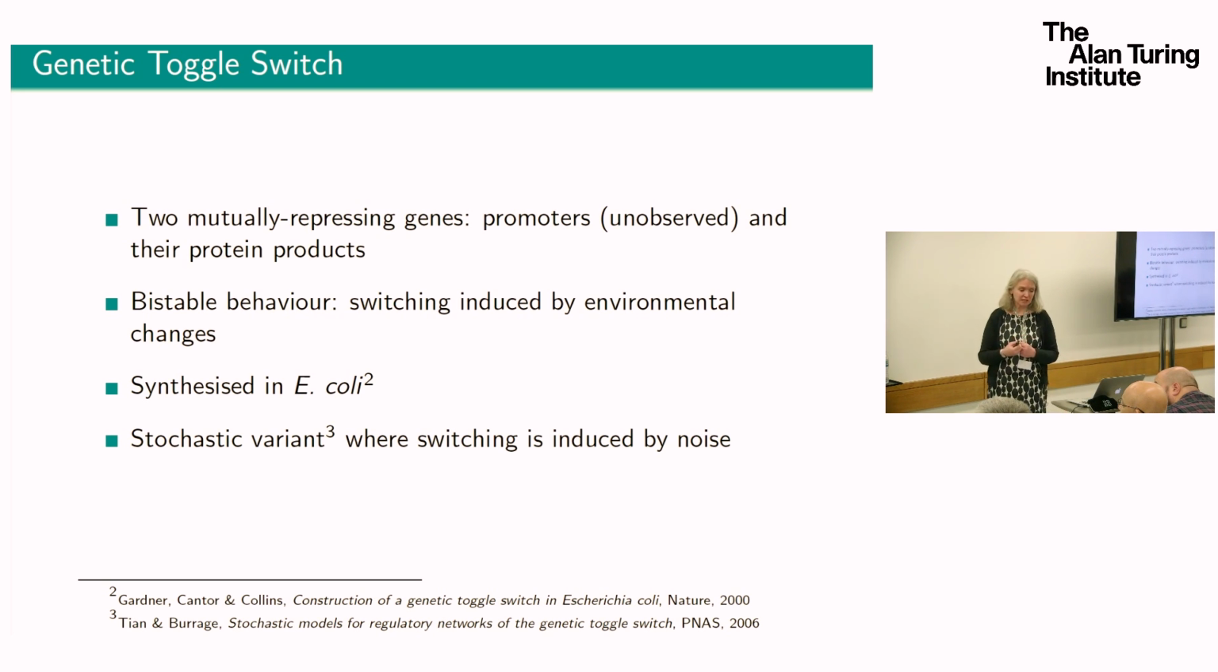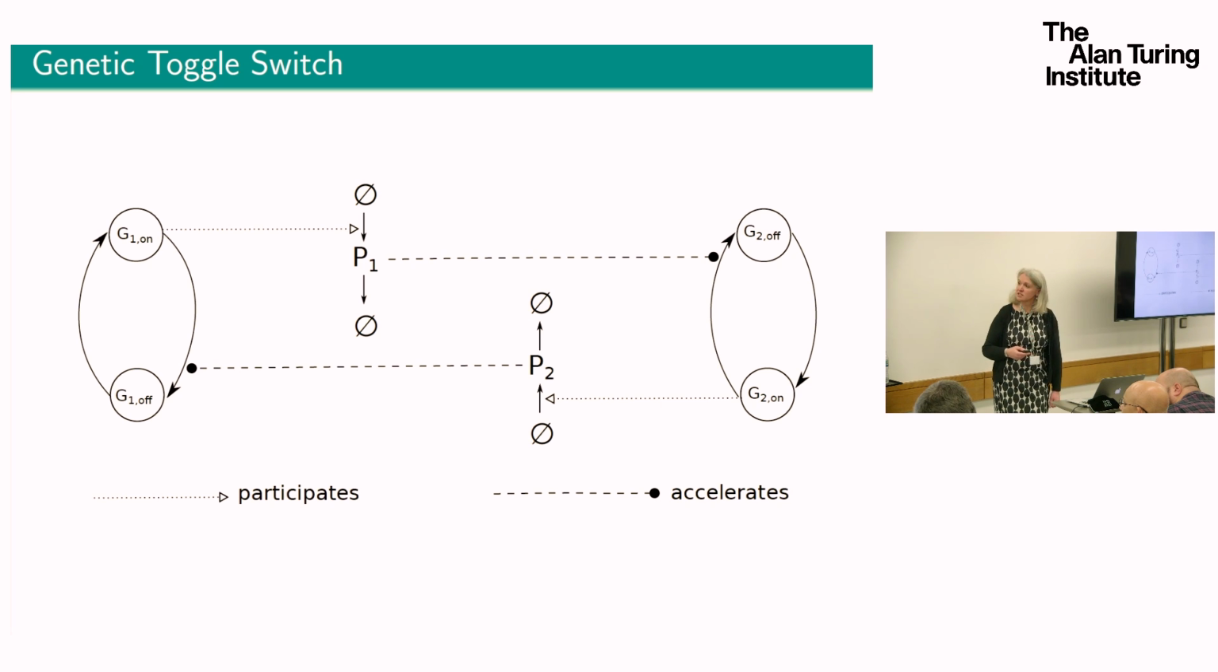So there are promoters, which are unobserved, and protein products, and we get a bistable behavior because one gene, when switched on, produces a protein which represses the other gene, and so on. This is a system that has been synthesized in E. coli, and there is a stochastic variant model that was developed by Burridge and collaborators. So this is the basic idea.